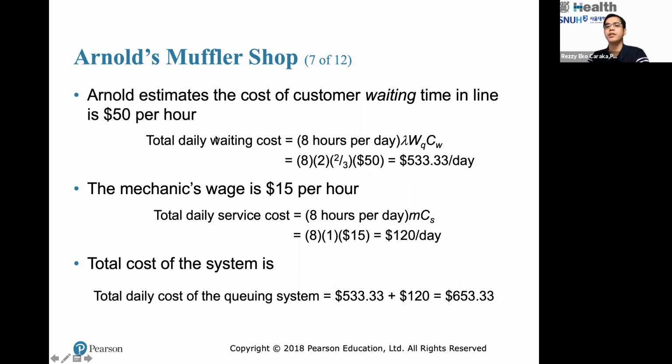It's very, very easy. Also, the mechanic wage is $15 per hour, so we can calculate the total daily service cost. We already have the information: 8 hours per day and m Cs. So we get $120 per day for the mechanic wage. This is the total daily service cost. Also, we can calculate the total cost of the system by using the total daily cost: $533 plus $120, so we get $653 for the cost of the current system. So we get the calculation by using the total daily waiting cost, total daily service cost, and also the total daily cost of the current system. So it's easy.